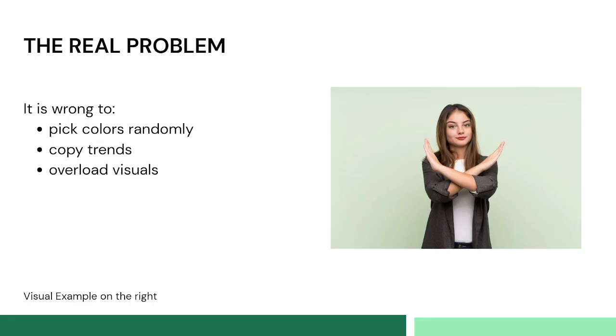So we have some problems when it comes to the use of color, and there are a few here. It is wrong to pick colors randomly. You can't just decide to pick colors like blue, yellow, orange, and use everything together in your design. And it is also wrong to copy trends. In design, trends will always come, but it's best to stick with what is essential and important for your design. And it's also wrong to overload your design. When you overload your design with a lot of color, you won't achieve a good result.